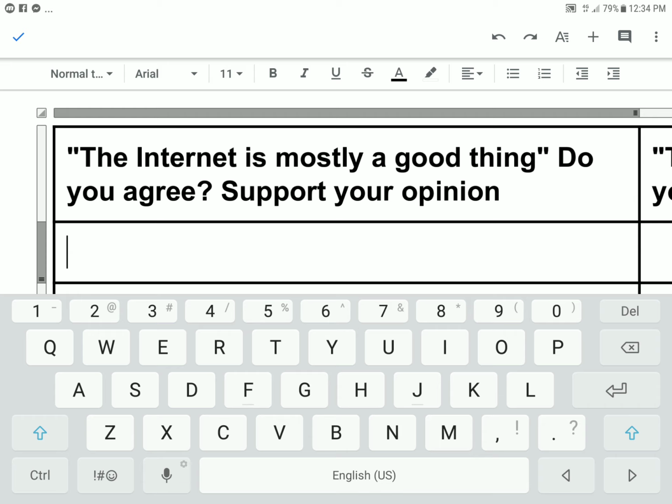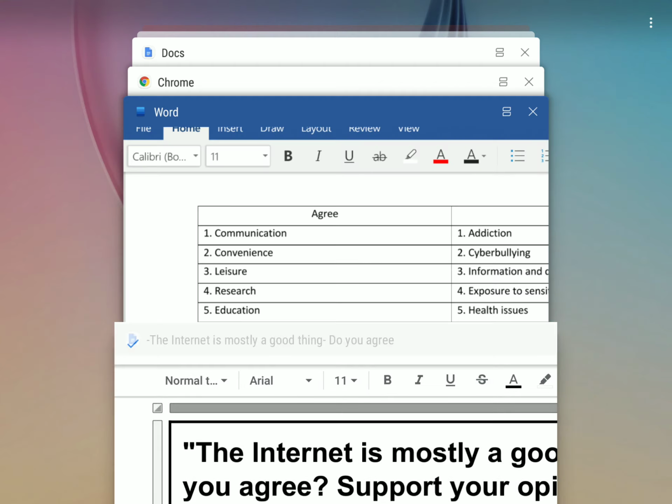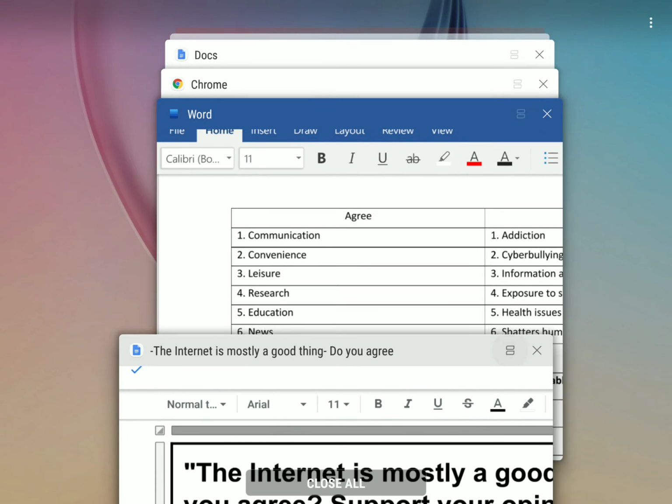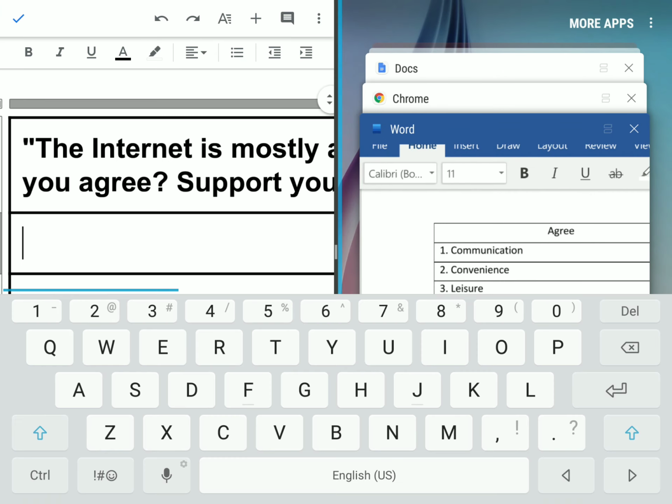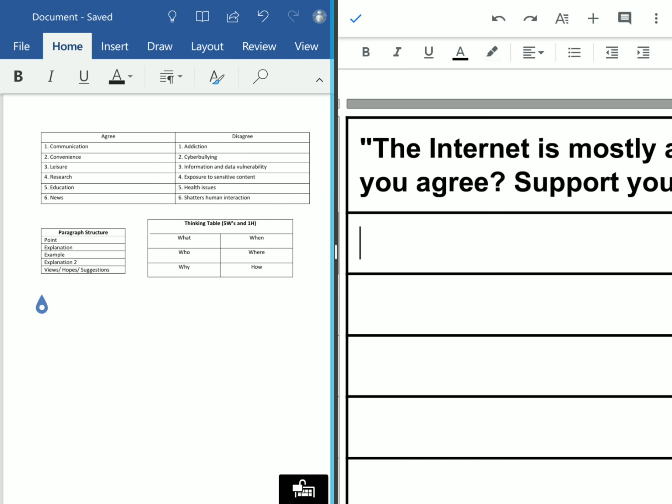Now, I want you to take a few minutes, maybe about 10. It's okay to take time, pause the video, and just list out pros and cons of the internet. Okay, now that you've done so, we're going to look at the points that I have formulated beforehand. I'm just going to open this in another window. And I'm going to put them side by side.